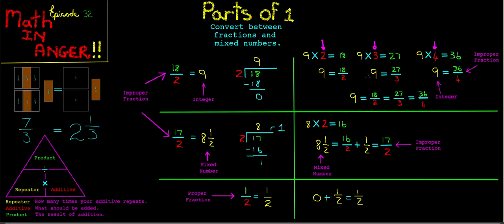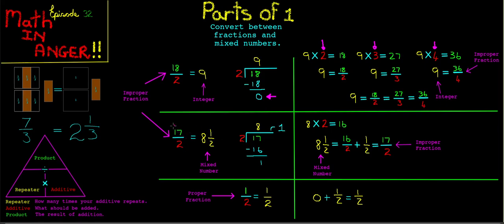Again, refer back to the triangle. And here you can see that 9 is in balance with 18 over 2 is in balance with 27 over 3 is in balance with 36 over 4. And again, if you don't know what I mean by in balance with, go back to episode 1, please. But this situation is specifically for when you do not have a remainder.